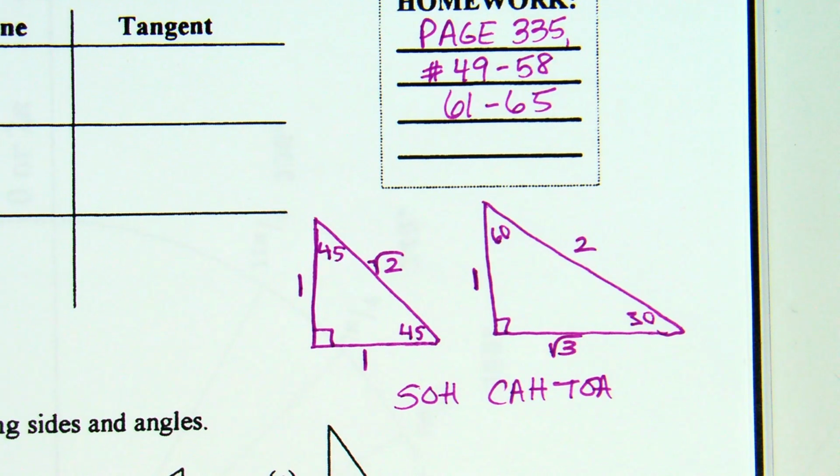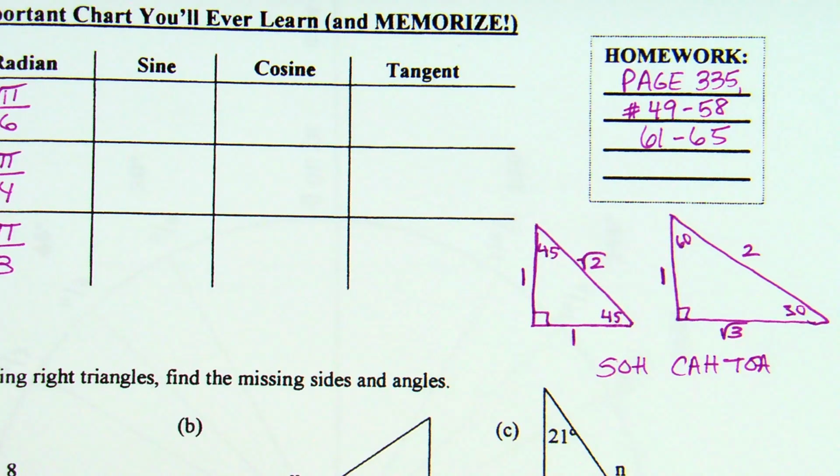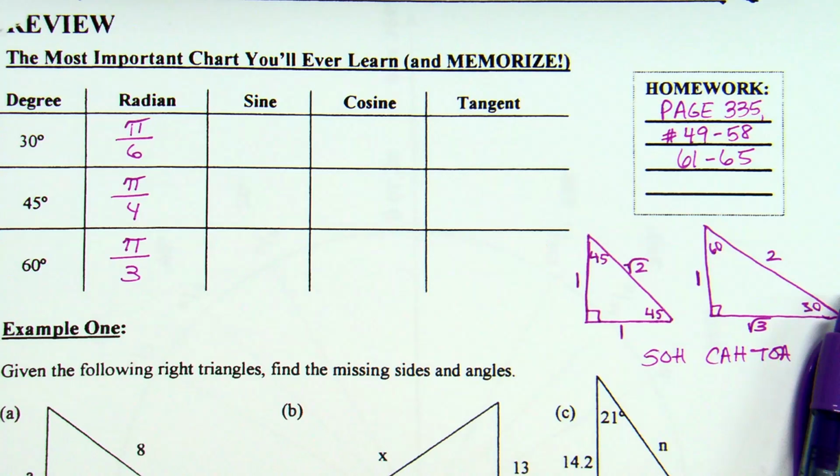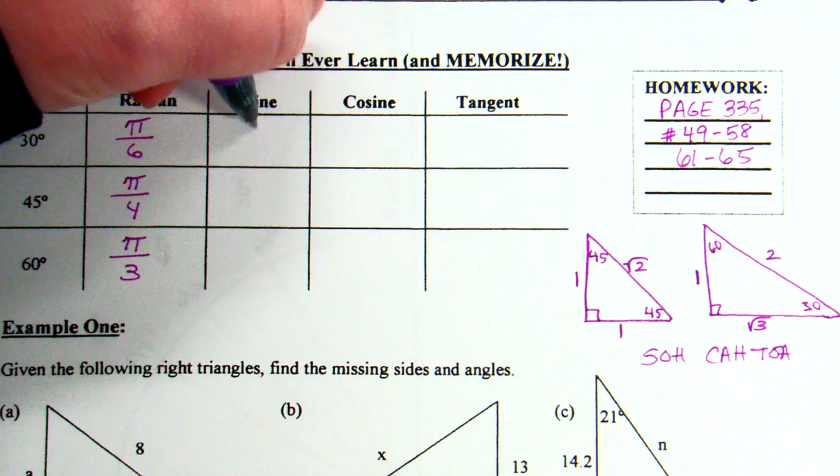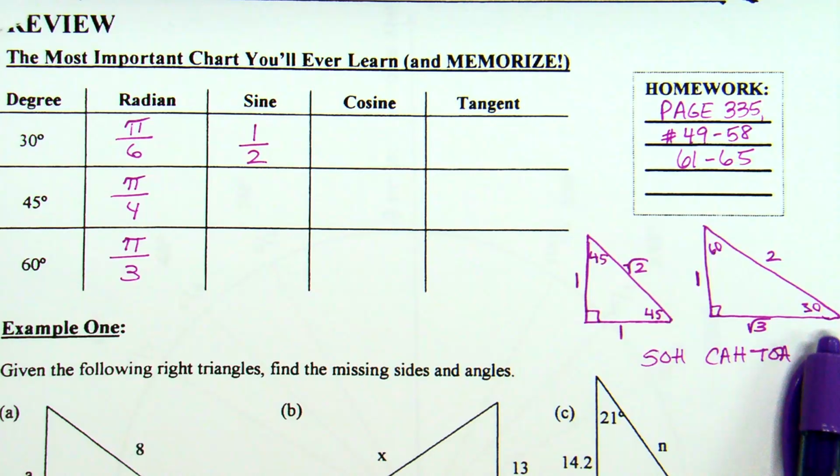So, first one, sine of 30, or sine of pi over 6. What is the sine of 30? What is it? 1/2. Opposite over hypotenuse. Cosine of 30. Square root of 3 over 2, adjacent over hypotenuse.